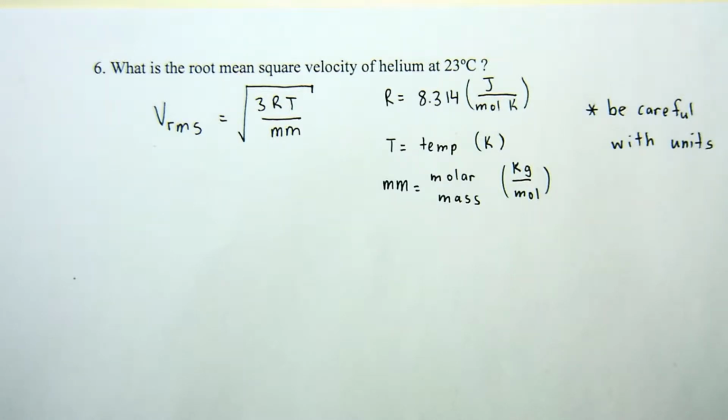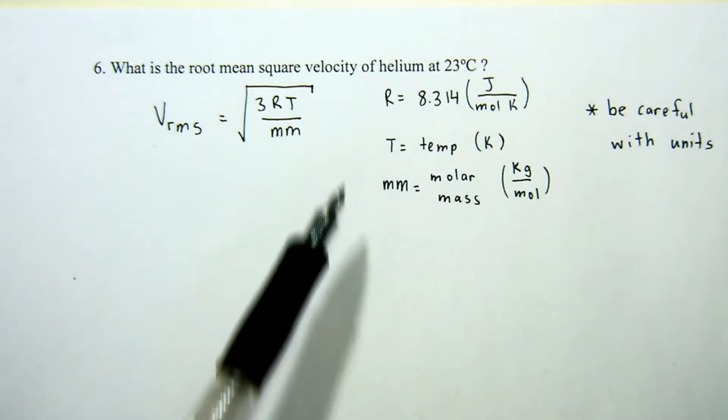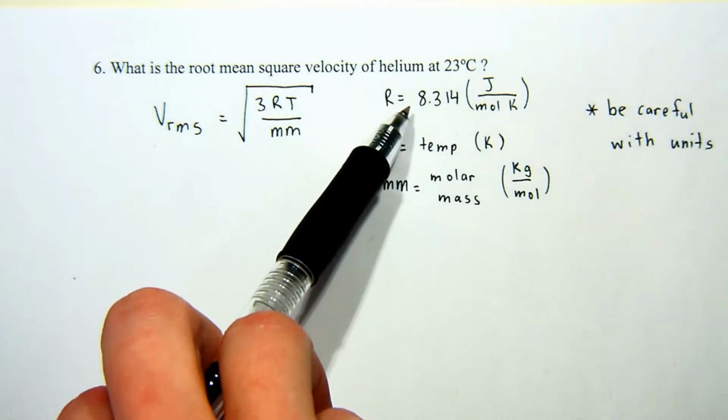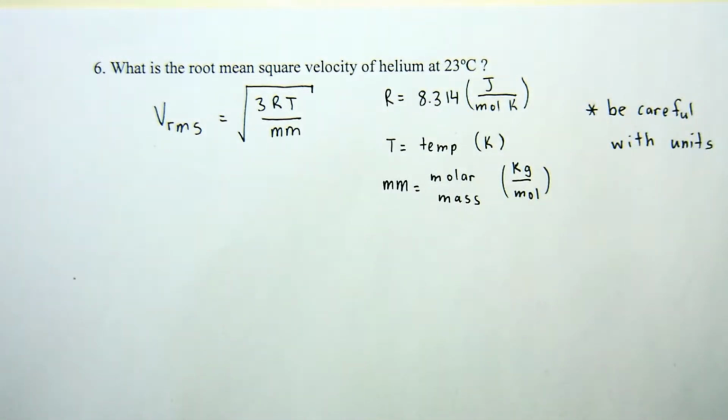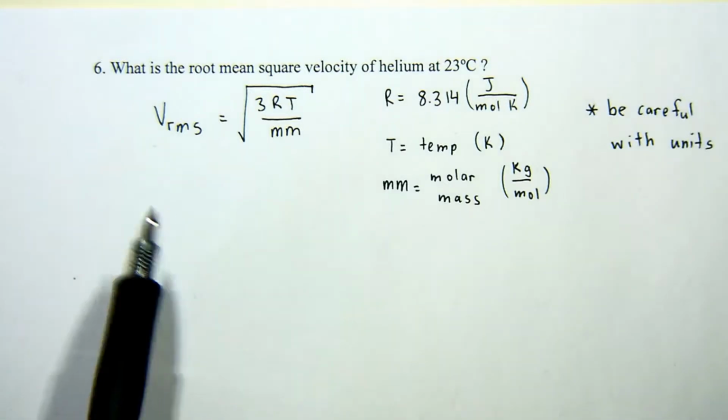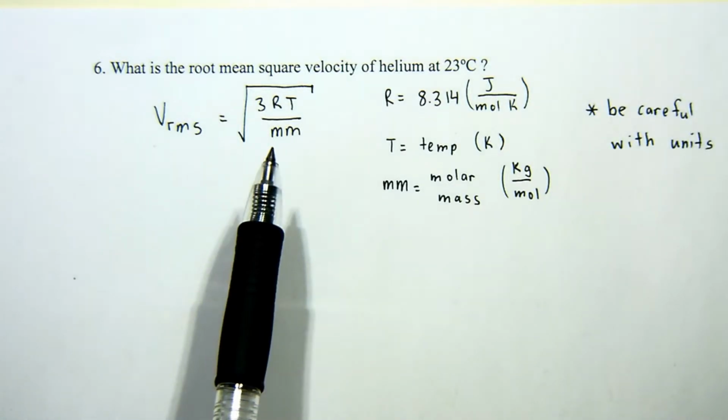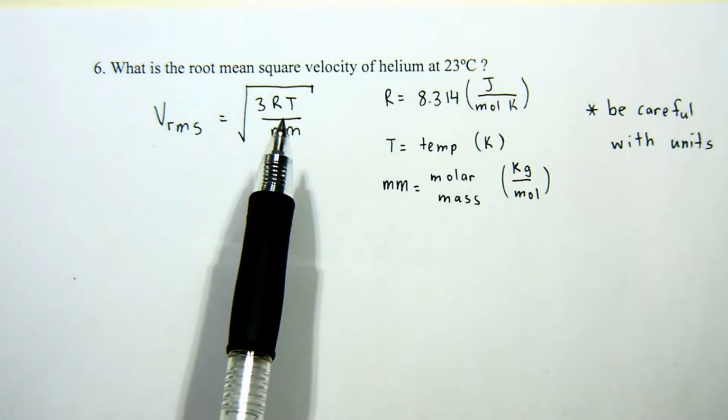Okay, so here's a simple example for a root mean square velocity. And if you've been having trouble with these problems, it's probably because of the units you're using, especially if you're in chemistry where you're used to using maybe a different value for the ideal gas constant or molar mass in grams.